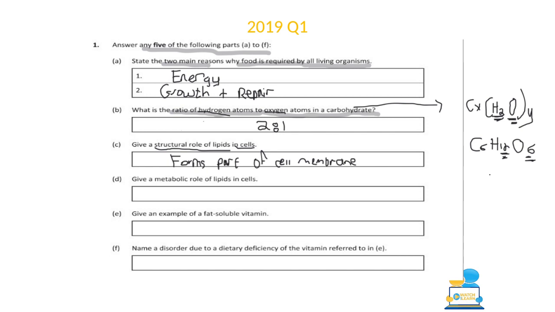The next question is asking for a metabolic role of lipids in cells. And again, this was asked in a previous exam paper that we looked at. Our answer is the same as if we were asked for a metabolic role of carbs in cells: energy store, energy release.